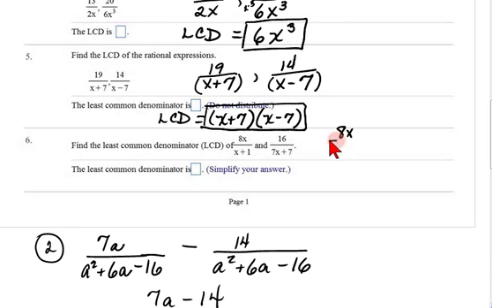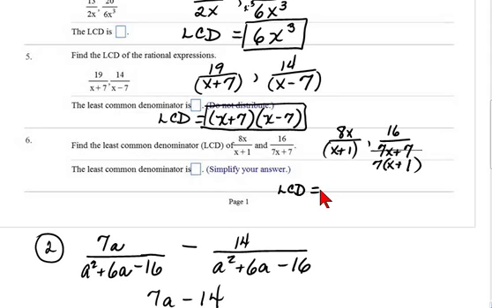I have 8x over x plus 1, and I have 16 over 7x plus 7. Can I factor the first denominator? Can I factor x plus 1? No. But that does tell me that there better be an x plus 1 in the common denominator. Can I factor the second denominator? Yes. Do you agree there's a common factor of 7? All right, so I'm going to rewrite that as 7 times x plus 1. And what is the LCD? What do I need? One of each different kind of factor that you saw sitting in the denominators. I need a 7, and I need an x plus 1.